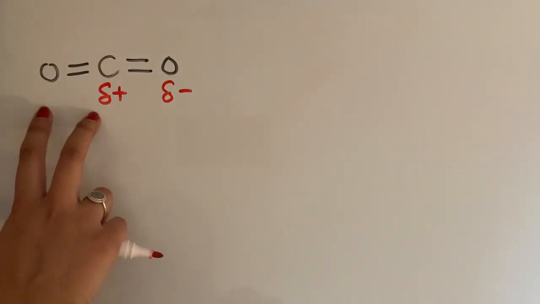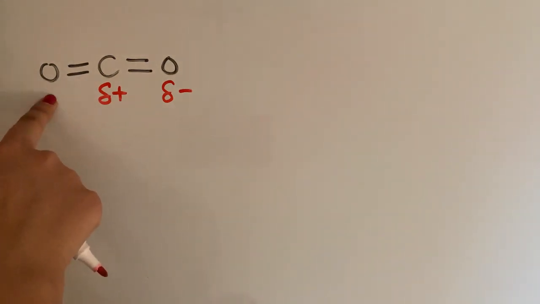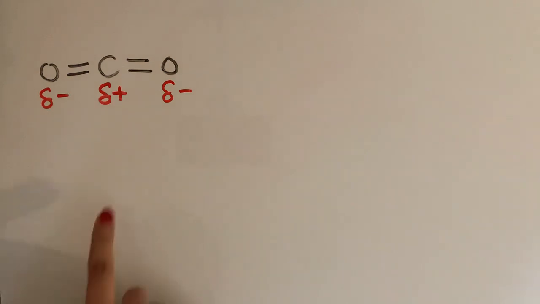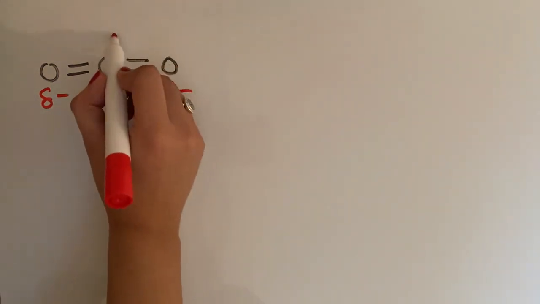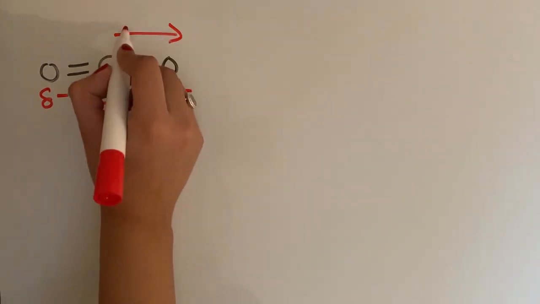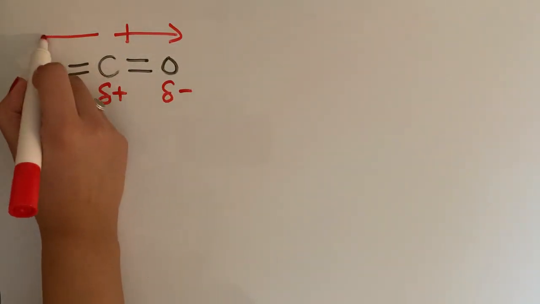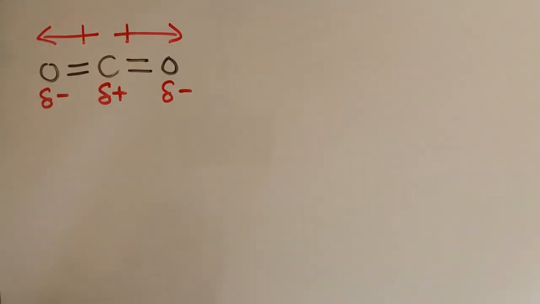Same thing's going to happen here. So electrons in these bonds are going to lie closer towards the oxygen because oxygen is more electronegative. So I'm going to have a delta negative on my oxygen and a delta positive on my carbon. In terms of dipoles, I have a dipole across this bond, positive region here, negative region here, and same thing is happening here. So positive region here, negative region here.